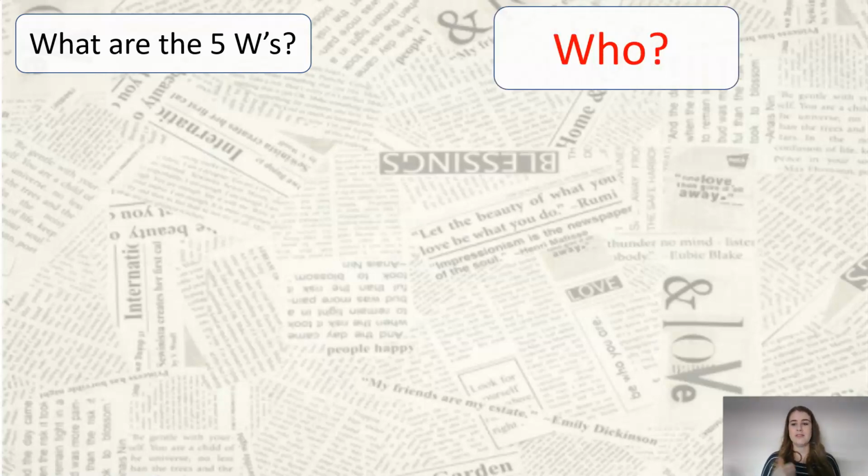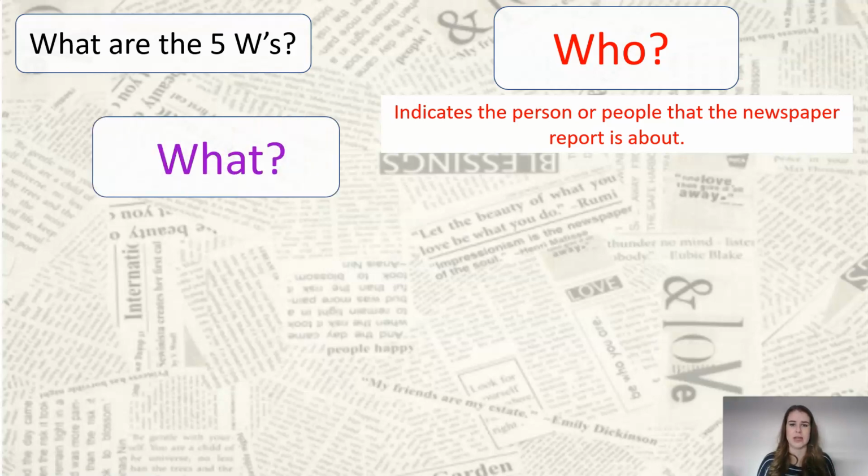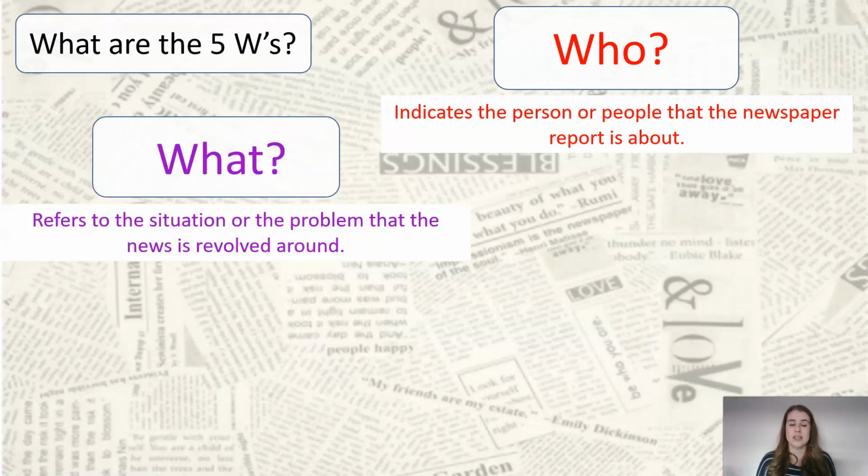Okay, so we have the who. Who is the bit that indicates the person or the people that the newspaper report is about, the main focal point of our newspaper. For example, for us, it's going to be either our frogs or our pigs, as well as the residents of the neighbourhood. Then we have our what. The what refers to the situation or the problem or the event that this newspaper report revolves around. So what's the key part of the story?